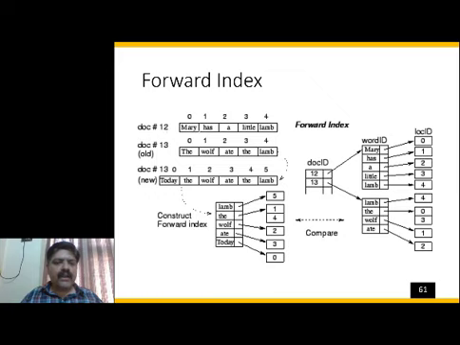So let's say document 12 has these words: Mary has a little lamb. Document 13 has the wolf ate the lamb, and so on. So this is a simple forward index. I can use this forward index so let's say if the query is lamb, what would I do? I have to go to document 12 and see whether lamb exists, and then I have to go to document 13 and see if the lamb exists, and so on.